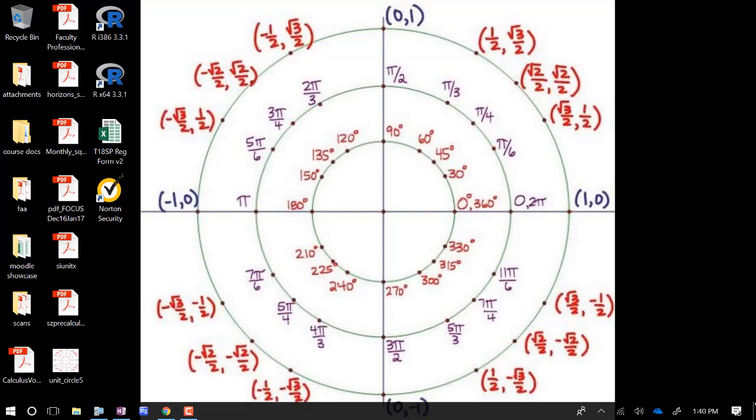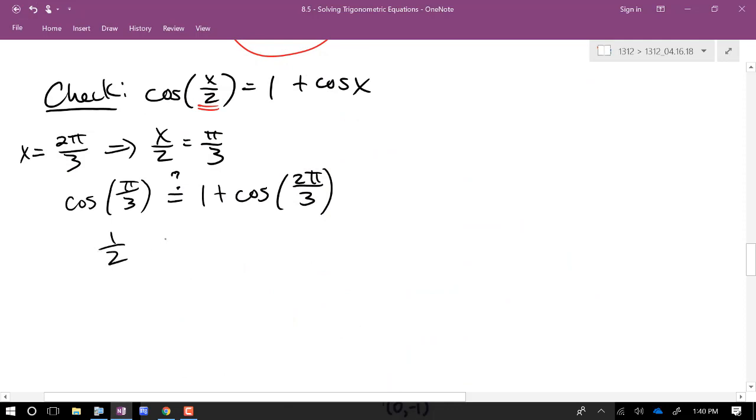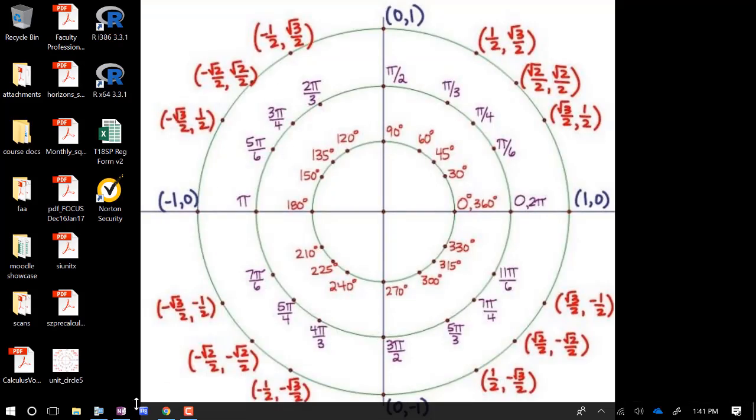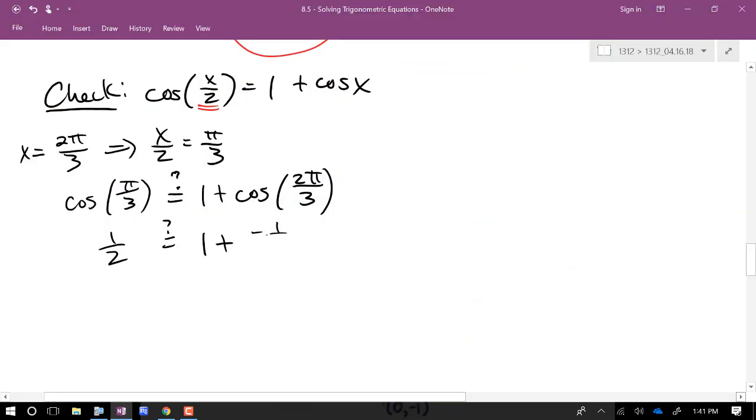Cosine of pi over 3 is a half. Is this equal to 1 plus cosine of 2 pi over 3? Cosine 2 pi over 3 is negative a half. Is that true? Pretty sure 1/2 is equal to a half. So that means 2 pi over 3 checks out.